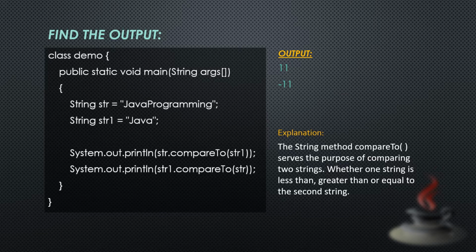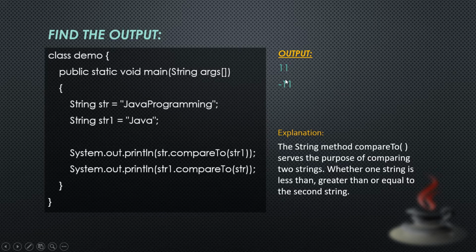Here, the compareTo method compares both strings, that is, it checks whether both strings are equal or not. In case one, the first line, str.compareTo(str1), it compares "Java programming" with "Java".